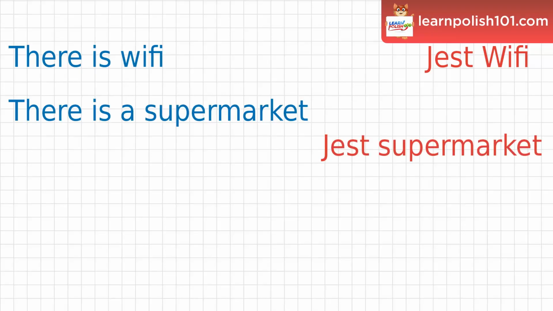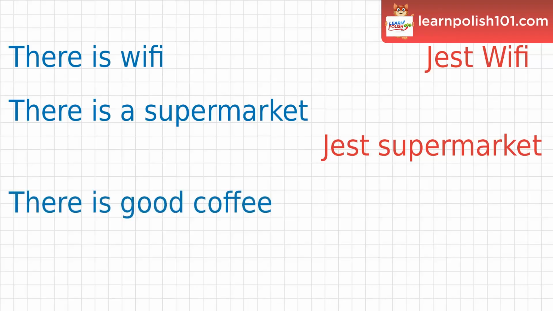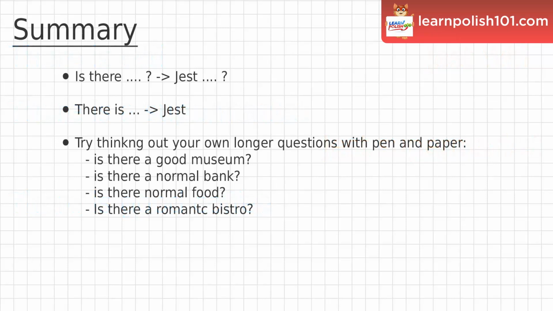And someone's worried about a cafe you've recommended, and they've asked if there's good coffee there because they don't want to go if there's not good coffee. So tell them there is good coffee. Jest dobra kawa. So there we have it. So we have is there is jest, and there is also jest. So we've actually got ourselves two extra phrases using a Polish word that we already know.